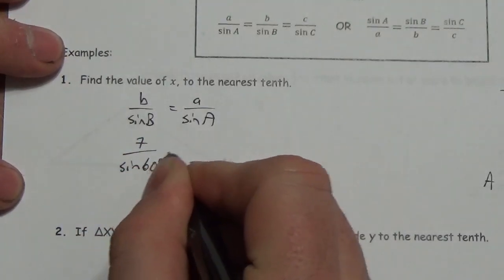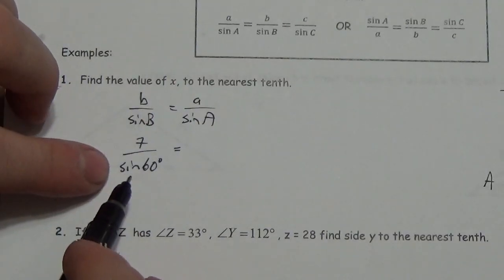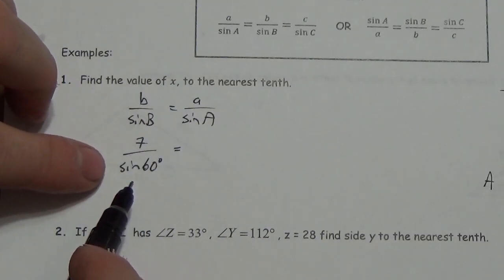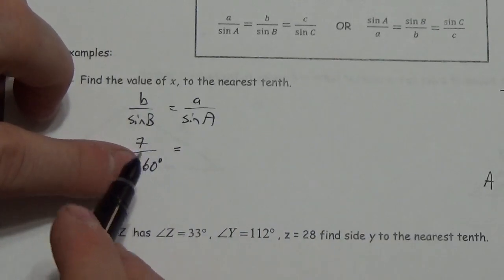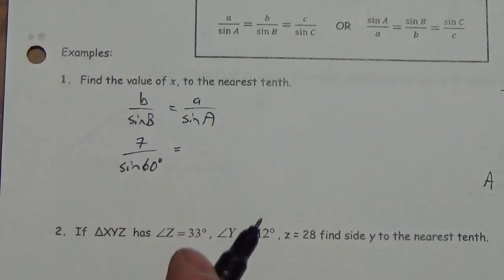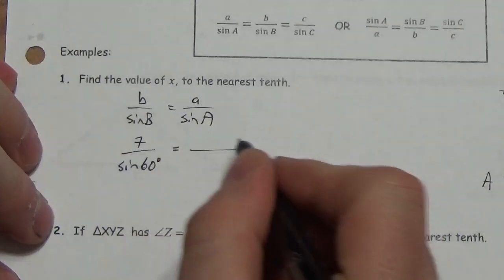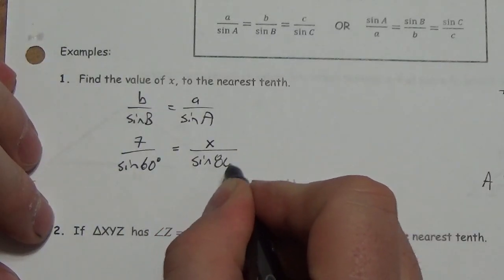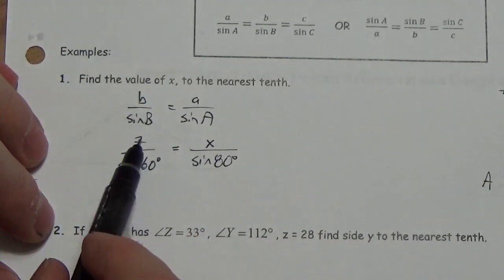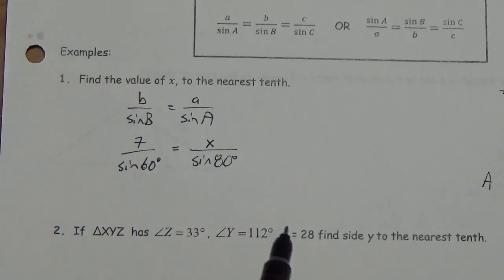And one of the things that I see people do incorrectly here is they tend to forget the sine. I've watched all sorts of people who have a vague recollection of how the sine law works, but then they just go 7 over the angle, and they forget the sine. They do forget the sine. A in this case was my x here, and the angle opposite that was 80 degrees. So it's going to be 7 over the sine of 60 is equal to x over the sine of 80.